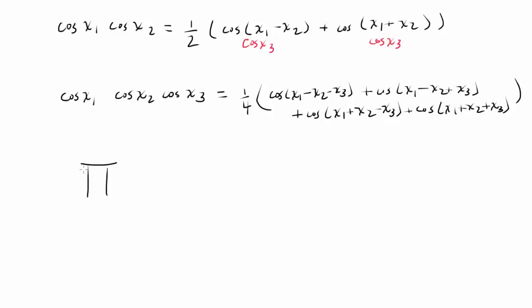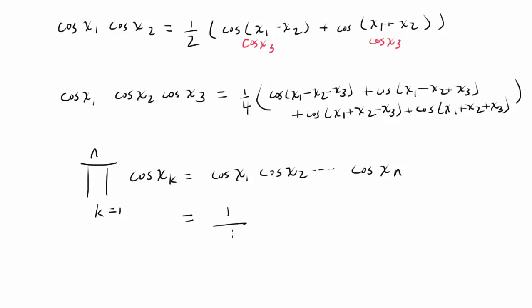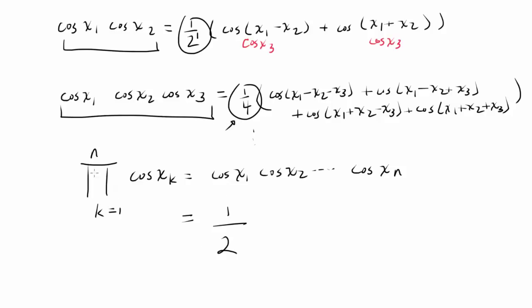So this capital pi refers to product, just as the sigma sign refers to sum. So the product from k equals 1 to n of cosine of x sub k, so cosine of x sub 1 times cosine of x sub 2 all the way to cosine of x sub n, is equal to 1 over 2 to the what power? We have 1/2, then we have 1/4, then we're going to have 1/8, and so on. If we have 2 elements, we have 2 to the first power. If we have 3 elements, we have 2 to the second power. So having n of them is going to get us 2 to the n minus 1 power.